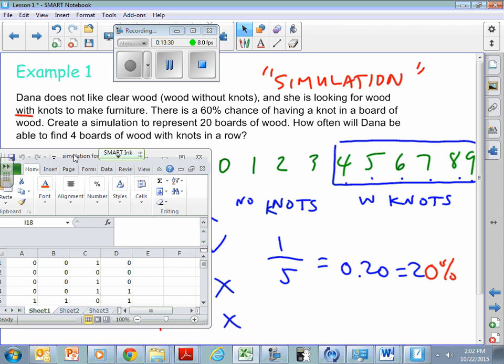One, 2, 3, 4, 5. Okay. And again, with knots, 4 through 9. No knots, 0 to 3. So say it to the person next to you, and then see if you guys agree or disagree, and then we'll move on.